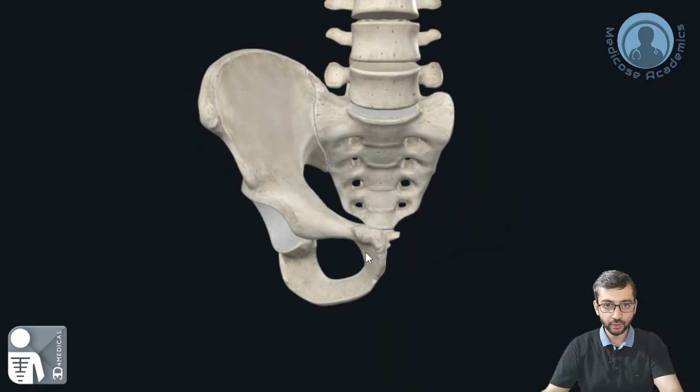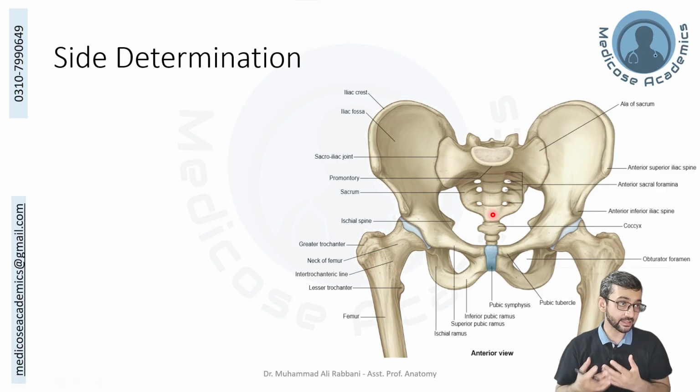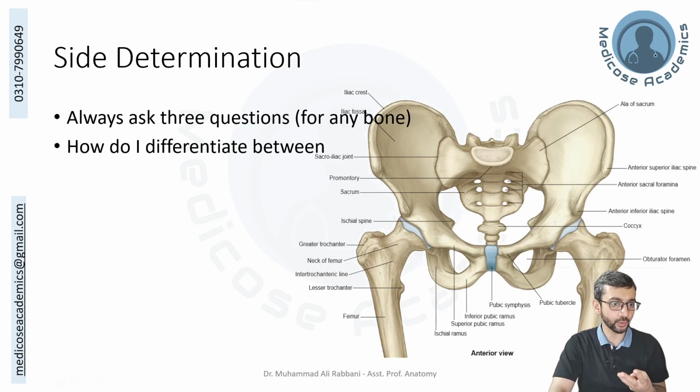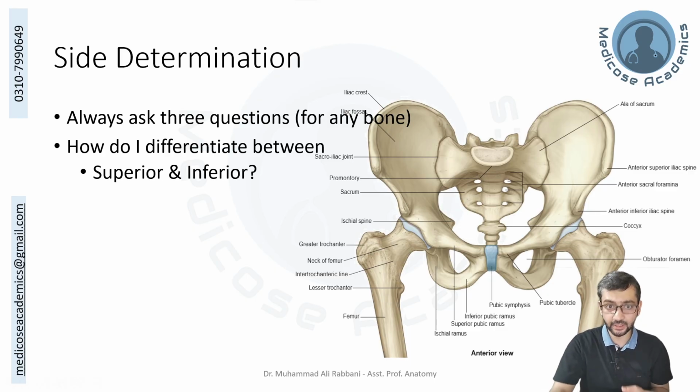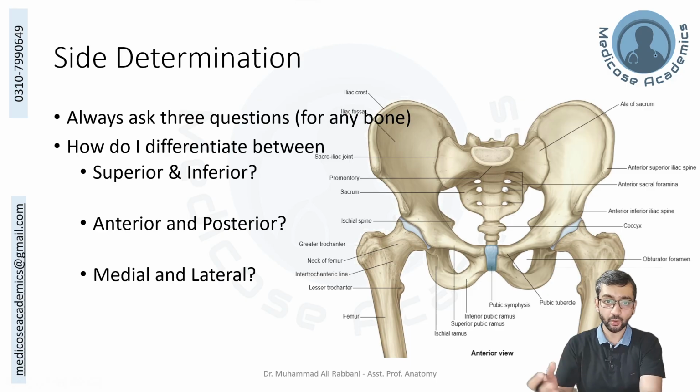Before we move on to any specific features of the hip bone, we will do the basics, that is the side determination and anatomical position. For side determination of this bone, or any other bone, you always ask these three questions. You have to differentiate what is superior, what is inferior, what is anterior, what is posterior, what is medial, and what is lateral. These are the things that you are going to identify.